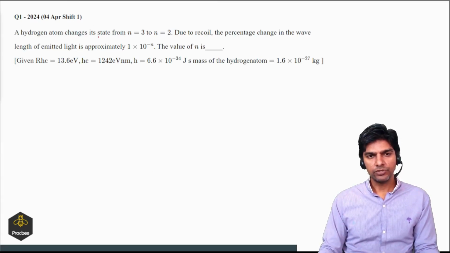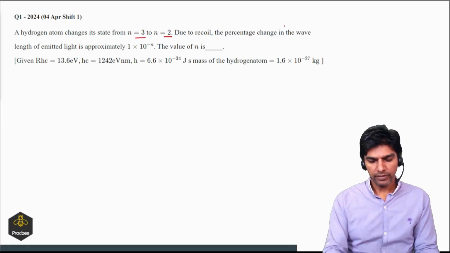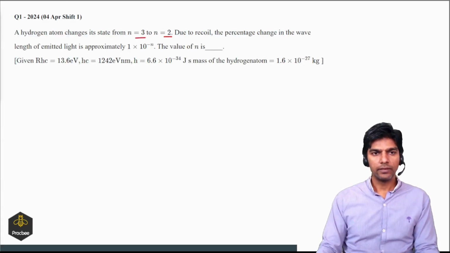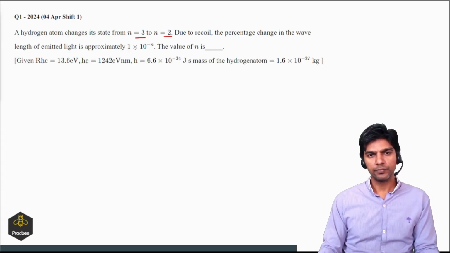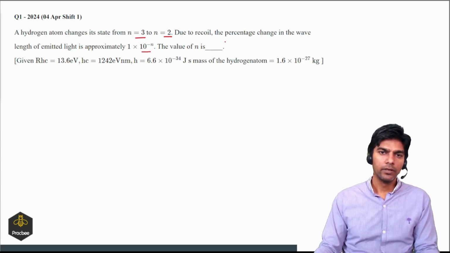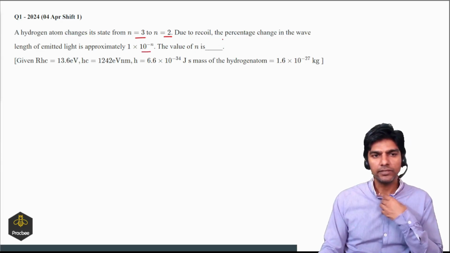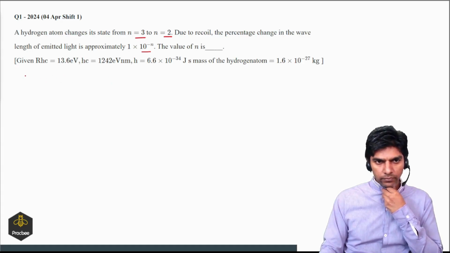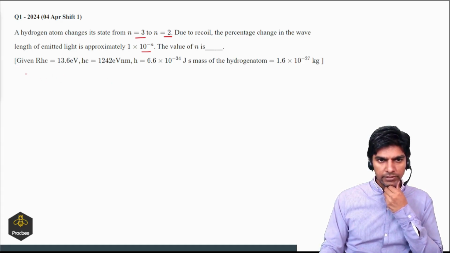A hydrogen atom changes its state from 3 to 2 due to recoil. The percentage change in the wavelength of emitted light is approximately 10 raised to power minus n. The value of n is. So what do we mean by the percentage change in the wavelength? For example, if we assume that there is no recoiling, right?